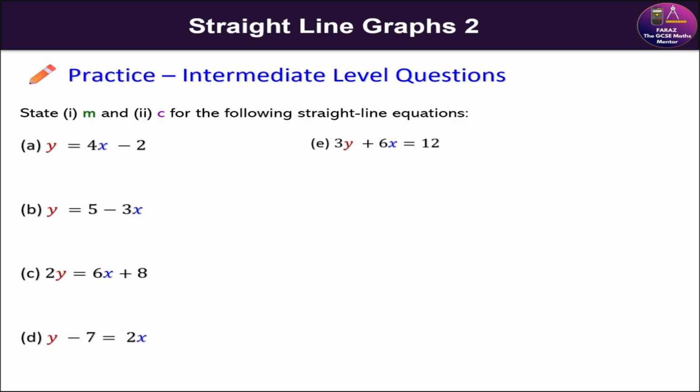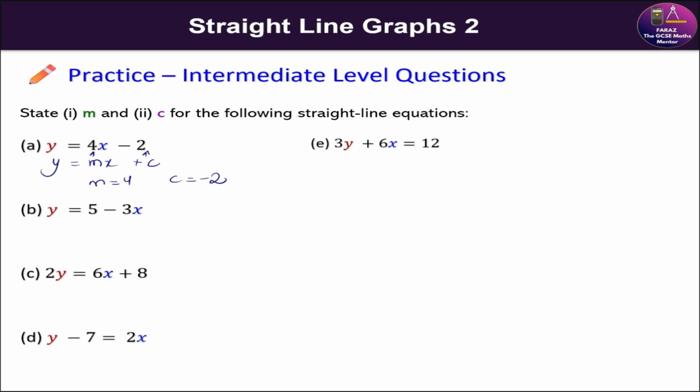y equals 4x minus 2. Already in the perfect y equals mx plus c form. So I can just write there y equals mx plus c, and if you compare that form, m is 4 there, c is negative 2. m equals 4, c equals negative 2.